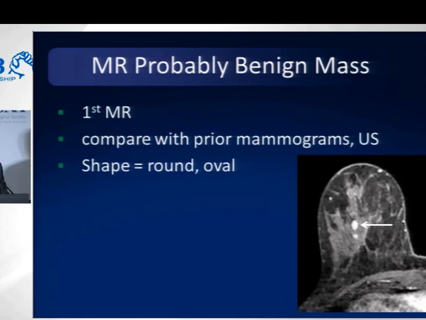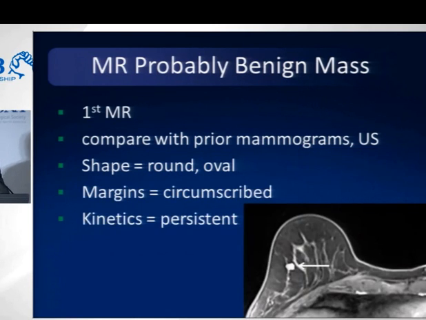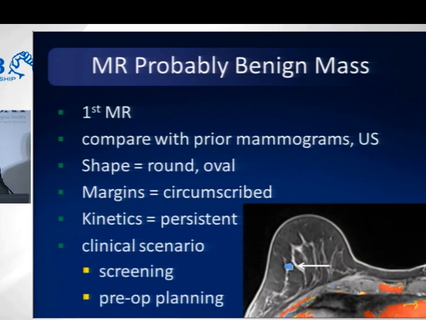For masses that you're considering following on MRI, generally the ones we would consider following would be round or oval in shape, circumscribed margins, and persistent kinetics. So here's a nice oval, maybe slightly lobulated, circumscribed mass that has a persistent enhancement pattern that is probably safe to follow. I say probably safe because nobody knows the numbers on what % of these will turn out to be malignant. We know that number is low, but we don't know exactly how low because the study simply hasn't been done. It also depends in large part on your clinical scenario.